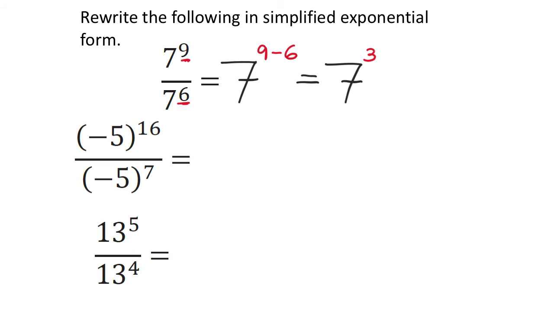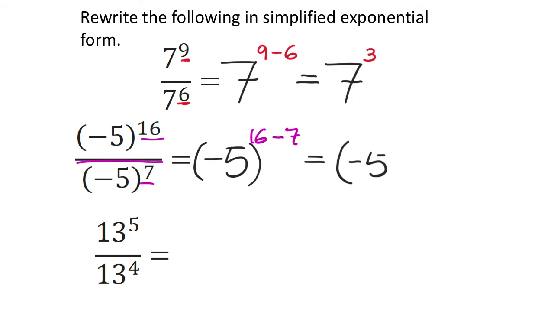So same thing with this negative 5 base, and it is showing the negative 5 in parentheses, so I'm going to keep it there like this. But I take my 2 exponents, 16 and 7, and since we're using division here, we're going to be subtracting these 2 exponents. So then, my new final answer here, keep my base the same, and it's negative 5 in parentheses, which is important, but 16 minus 7 is now a new exponent of 9.